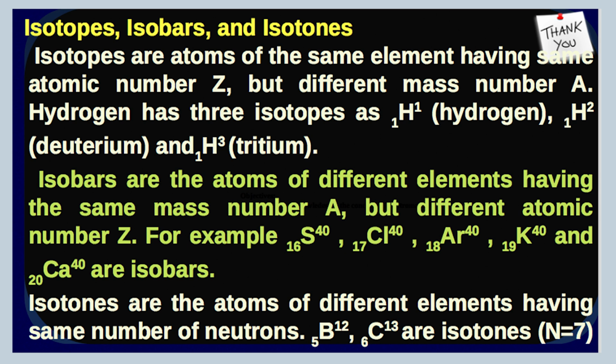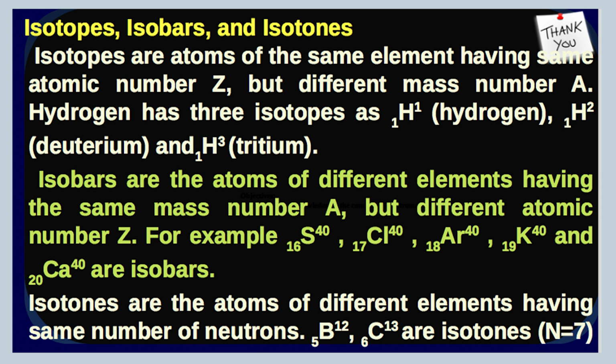For example, hydrogen has 3 isotopes. The first one is simple hydrogen, that is 1H1, the second one is deuterium, that is 1H2, and the third one is tritium, that is 1H3. So, these are the 3 isotopes of hydrogen. Now, isobars are the atoms of different elements having the same mass number.